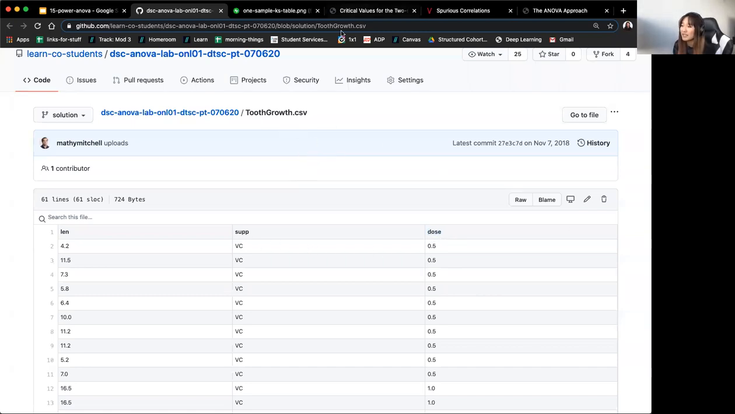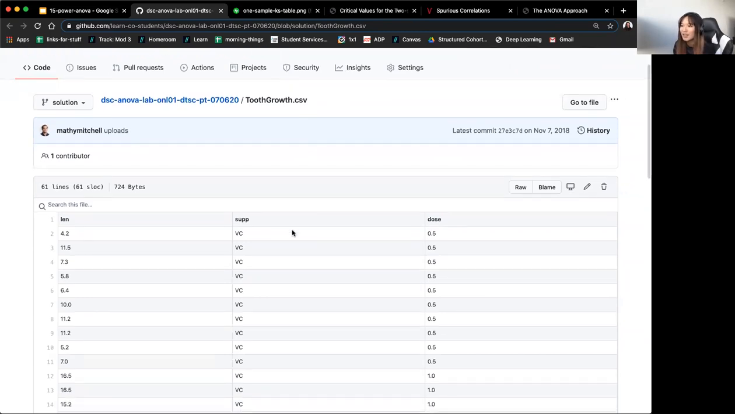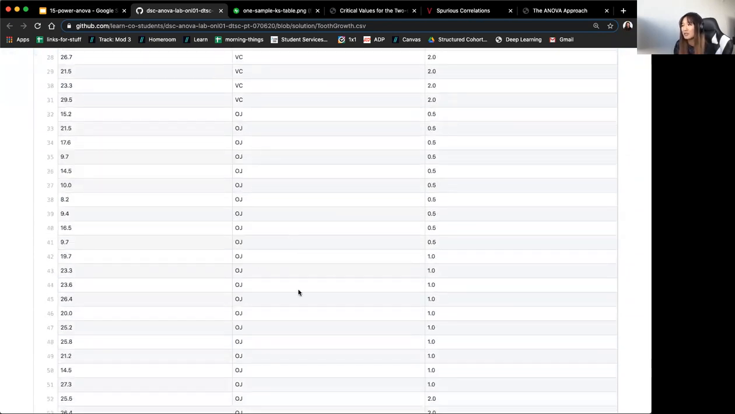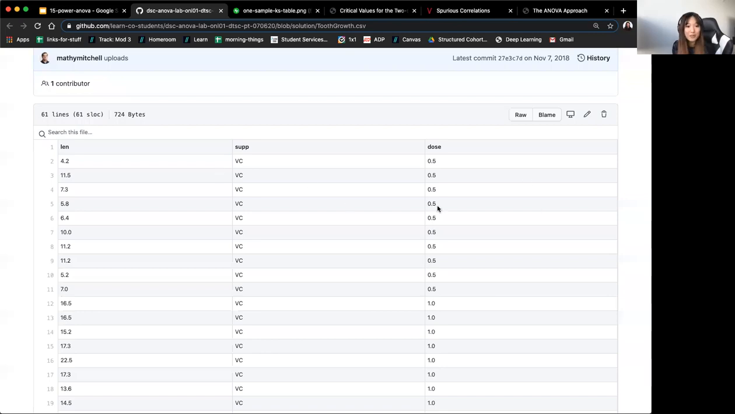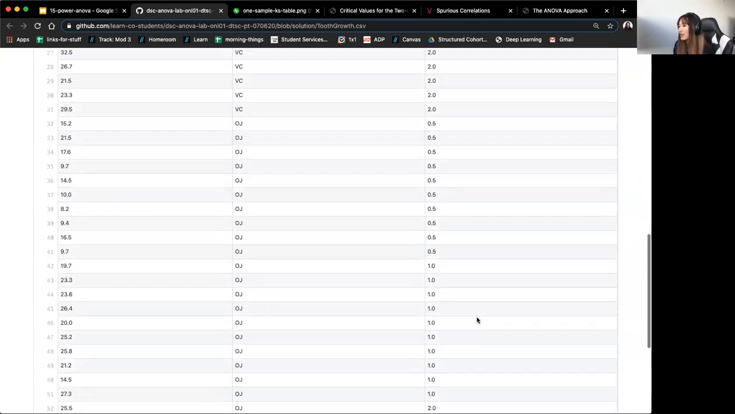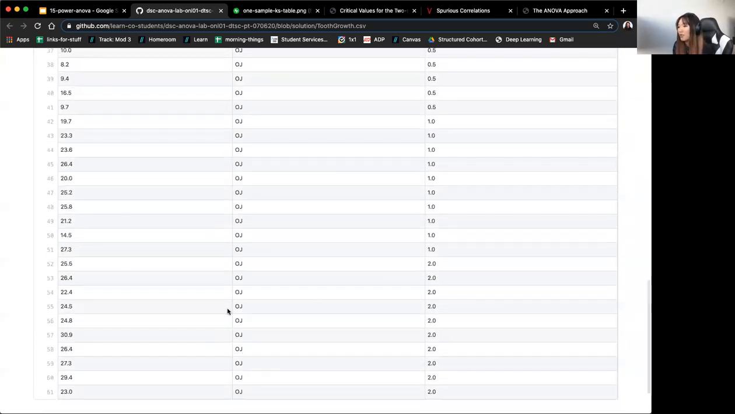So this ANOVA test is comparing, is there a difference between the amount of tooth growth? And this I think is measured in, I don't know, I want to say millimeters, based on these supplements. Here you can see that there are two different supplements, VC and OJ. And within those supplements, you also have different dosages. So you have doses of 0.5, 1.0, 2.0 for VC, and 0.5, 1.0, and 2.0 for OJ.